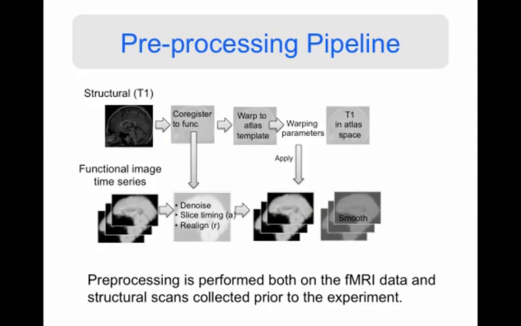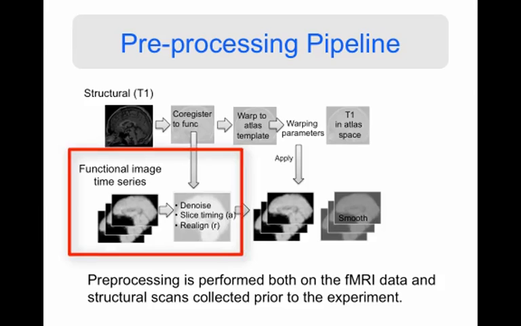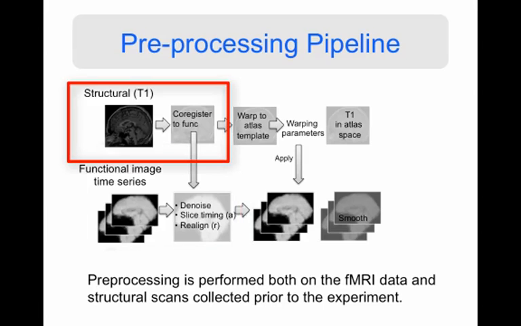So here's the pre-processing pipeline that we discussed last time. Again, pre-processing is performed both on the fMRI data and on structural scans that are collected prior to the experiment. Last time we talked about taking the functional images and denoising them, so looking for spike artifacts, performing slice time correction, and also motion correction. We also talked about taking the structural imaging and co-registering it to the functional, so mapping them onto each other.